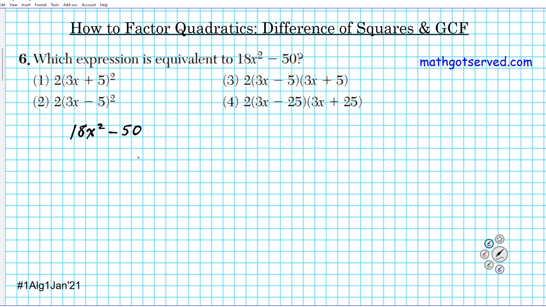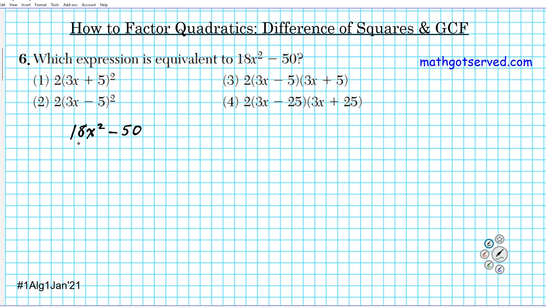Whenever you're factoring, what you always want to do first is ask yourself, is there a greatest common factor that I can extract from the expression, the polynomial expression? It doesn't have to be a binomial. It could be a trinomial or polynomial with 4 terms. When you pull out the greatest common factor, it makes it much easier for you to factor the expression.